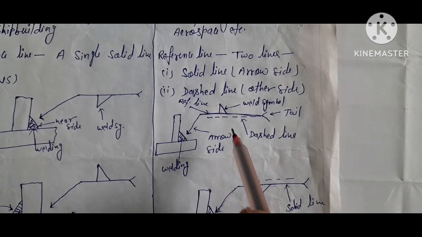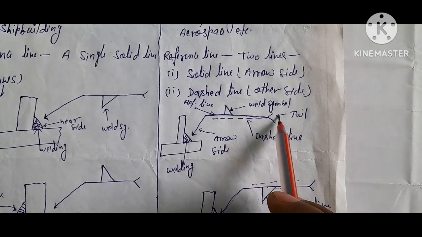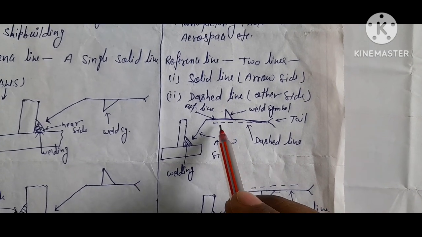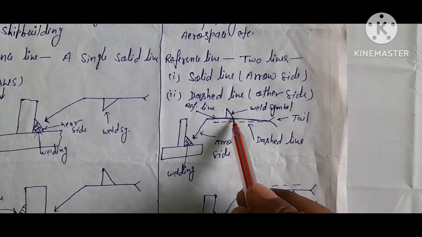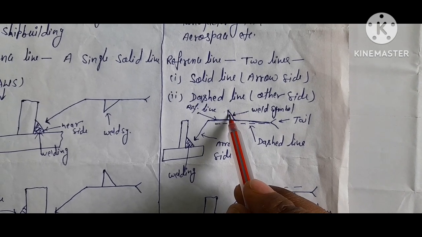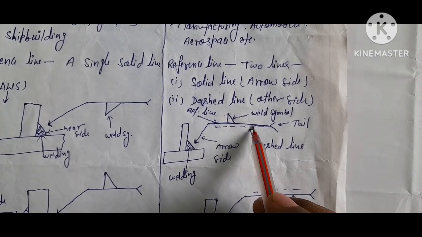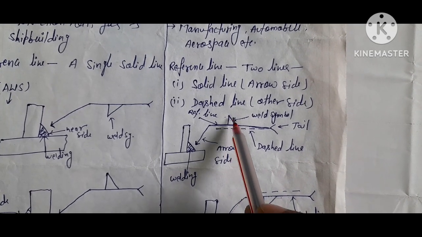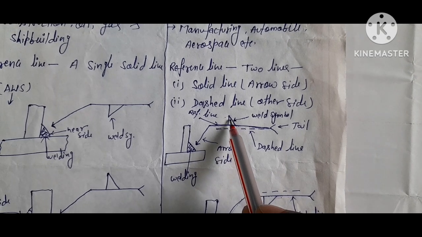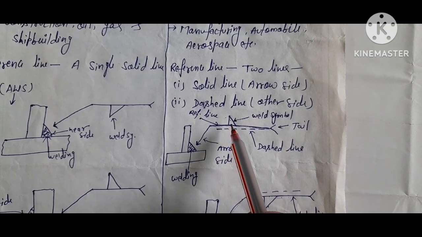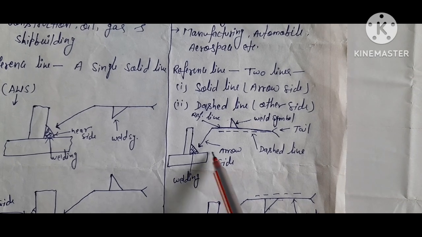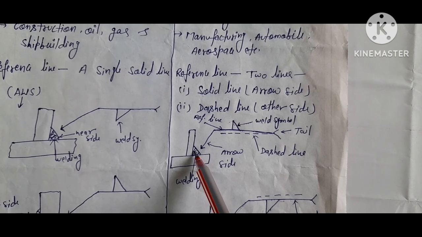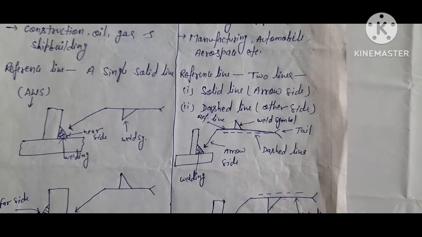So this is a solid line, and on the solid line this weld symbol is situated. Notice, friends, here this is a solid line and on the solid line the weld symbol is situated, and here the dash line is located. So it means if the weld symbol is situated on the solid line, welding is done on the arrow side. This is the arrow side. Welding is done on the arrow side or near the arrow line.